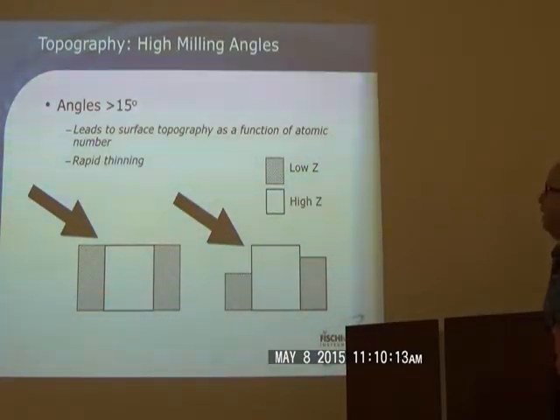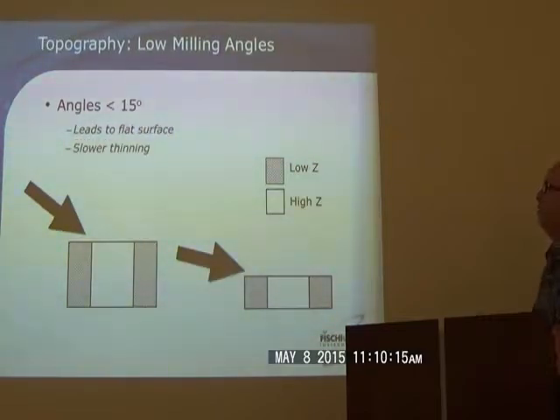If we go to the next slide, the fix for most of those types of cases is to keep below 15 degrees, actually below 10 degrees, and allow the angle to work for us, so that we have to take down the high Z material before we get to the low. We can end up with a very flat sample or specimen as a result. Atomically flat when we're done.